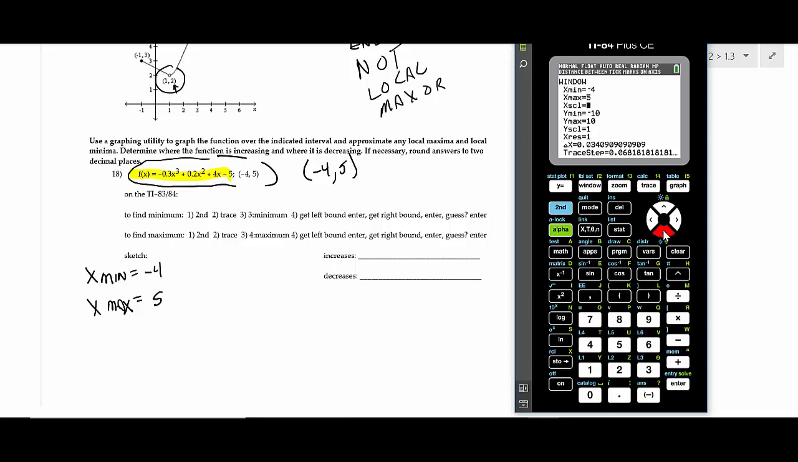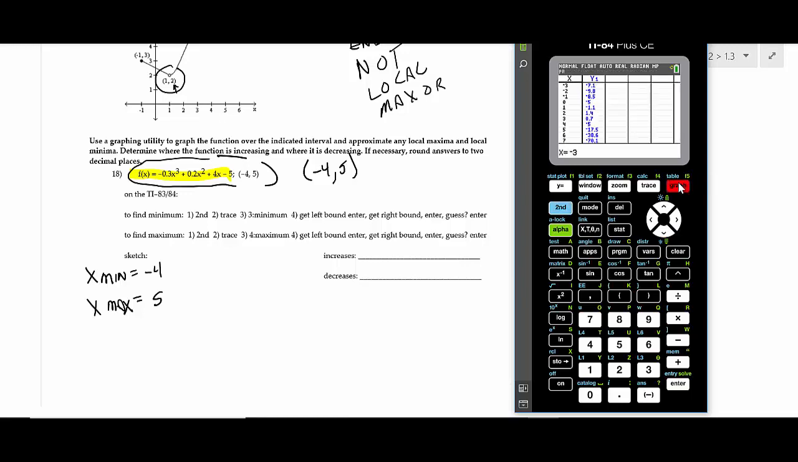Okay, now you got to figure out how to get the y. Now watch this carefully. If you don't know this, you have a table of values on your calculator. So right above the graph there's a table. So if you go second graph, you'll see a table of values.